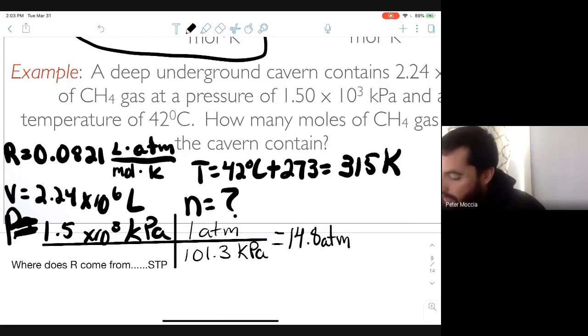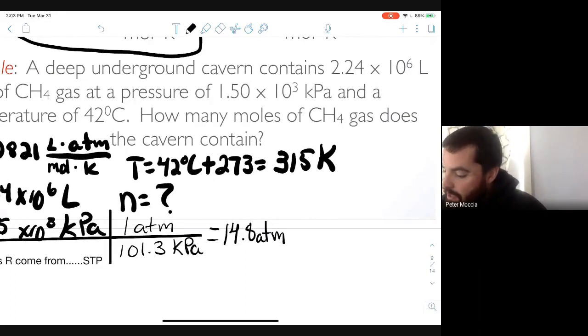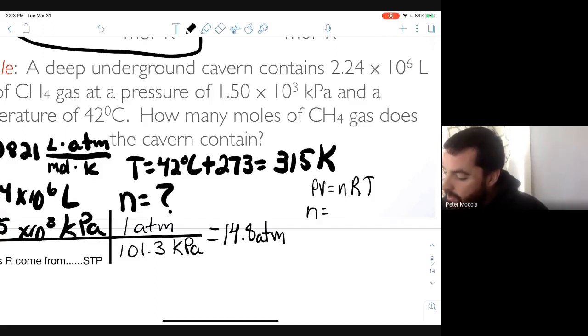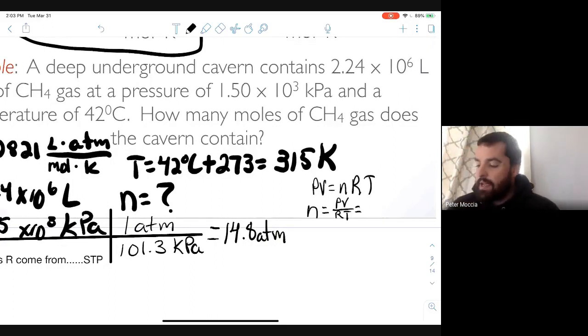ATM. All right. Now, the next thing we're going to do is write down our equation. PV is equal to nRT. Okay. What are we solving for here? Our unknown is moles of gas. So we're going to do some algebra here. n is equal to, if I divide by RT on both sides, I get n is equal to PV divided by R times T. And now I just got to plug everything in.